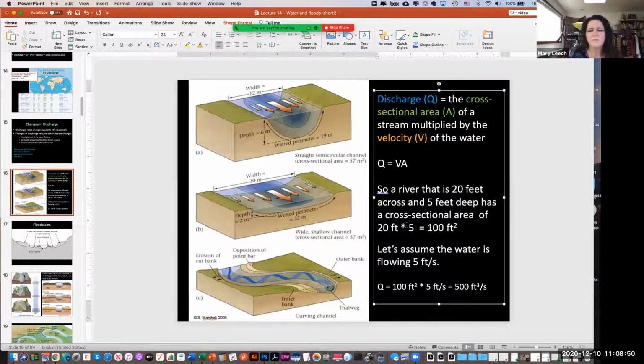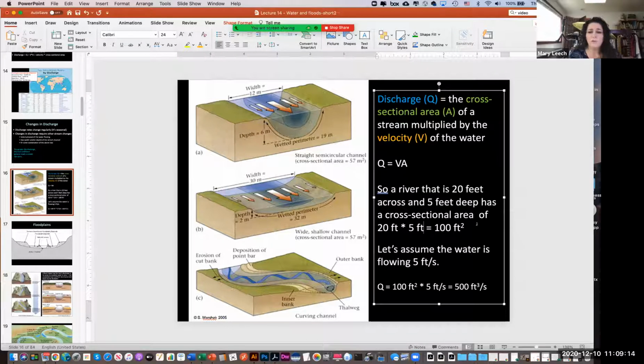You should always put your units in. Don't be sloppy like I just was. You've got to use your units because you will catch your mistakes. That's why. So just do it. Trust me. Let's assume the water's moving 5 feet per second. And I'm just using English units because that's how hydrologists talk about it in this country.